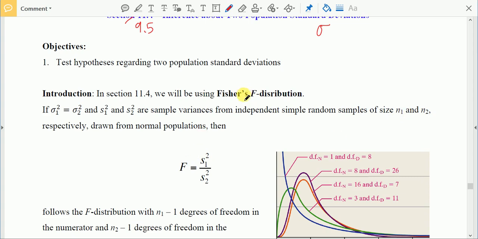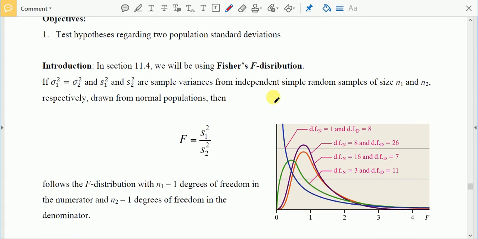The data are taken from independent simple random samples of size n1 and n2. The F distribution follows this rule: the sample variance of the first population divided by the sample variance of the second population follows something called the F distribution, not t. T is for the mean, Z is for the proportion, and now F is for the standard deviation.